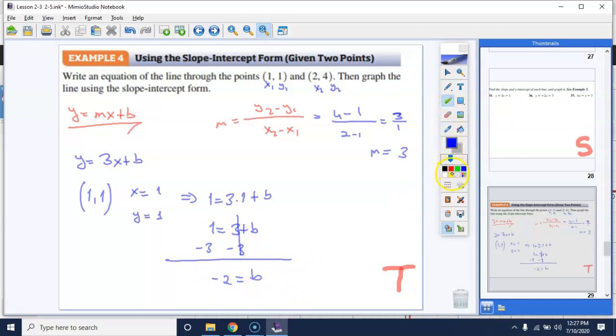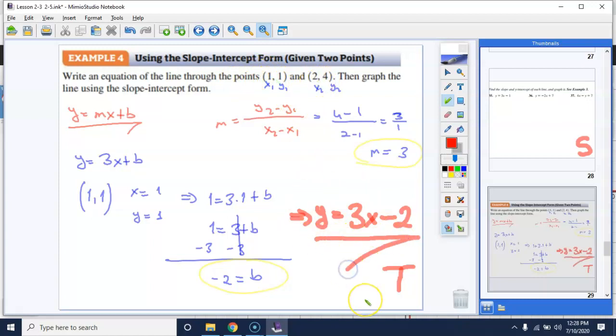Like we know the m here, right? It was ready, and this is over here. So my final equation should look like this: y equals 3x plus b, and b is negative 2. So that's the equation of the line through 1, 1 and 2, 4, and that's how we find it.